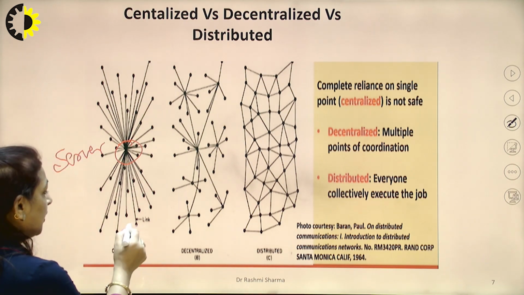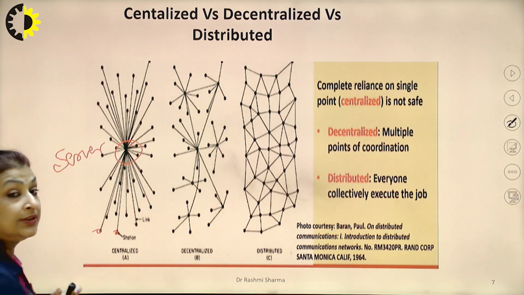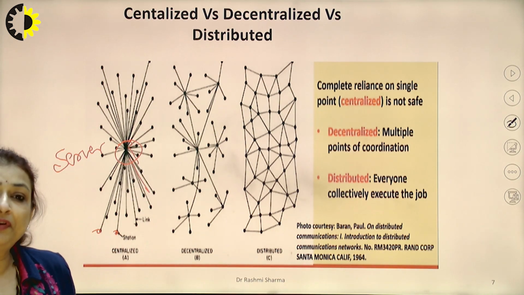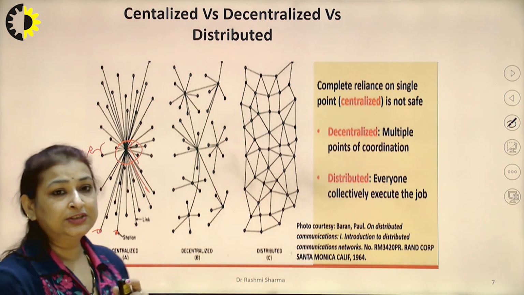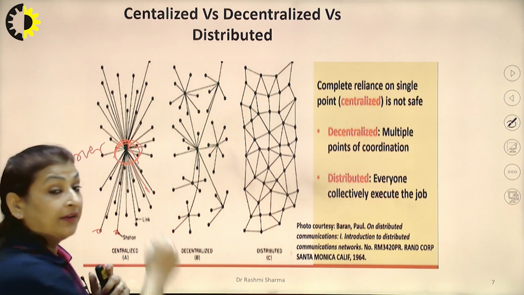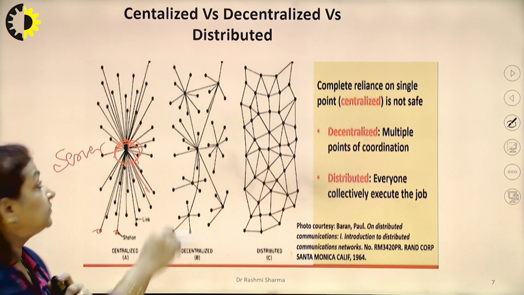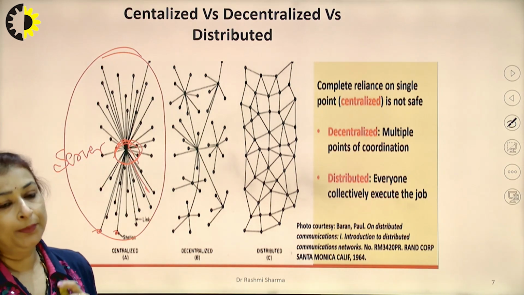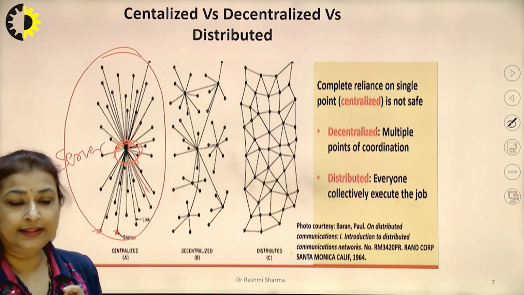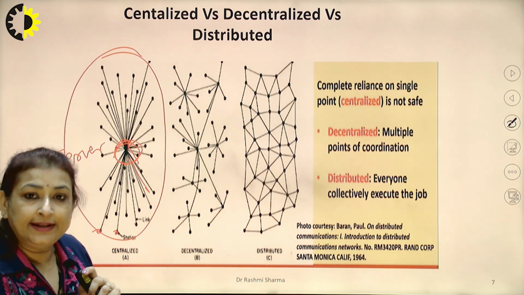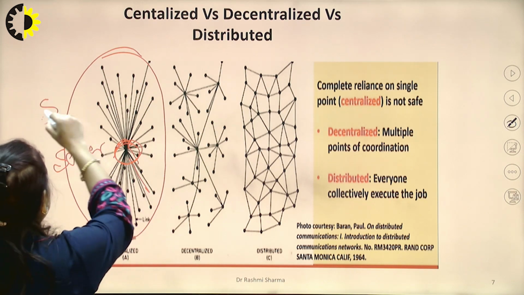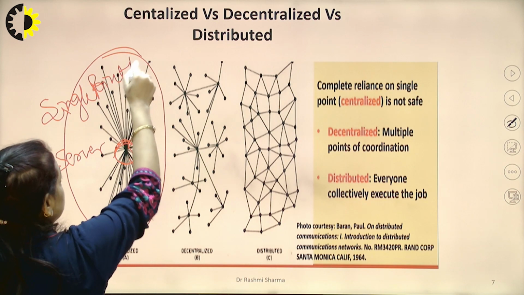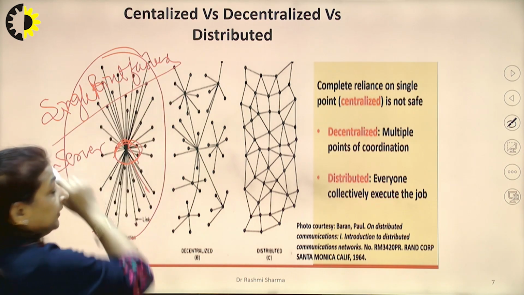These are the nodes, or the stations or computers, which are connected with these links. If this server fails, then all the nodes connected in this network won't be able to access anything on the server. So they get disconnected. This is the single point of failure problem which we discussed in the last slide also.